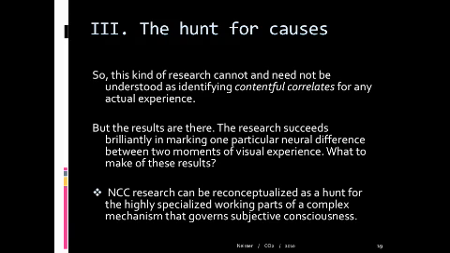So, part 3, the hunt for causes. So the problem with the NCC concept is that the contents of consciousness are always subjective. Even under conditions C, neural activity in IT and STS just is not sufficient for any complete visual experience. But this problem with the NCC concept need not be a problem with neurobiological research on consciousness. Logothetis et al. have succeeded brilliantly in marking one particular neural difference between two complete visual experiences. But there is just no need to interpret this kind of study as attempting to identify a contentful correlate for any actual experience. So where does this leave us?